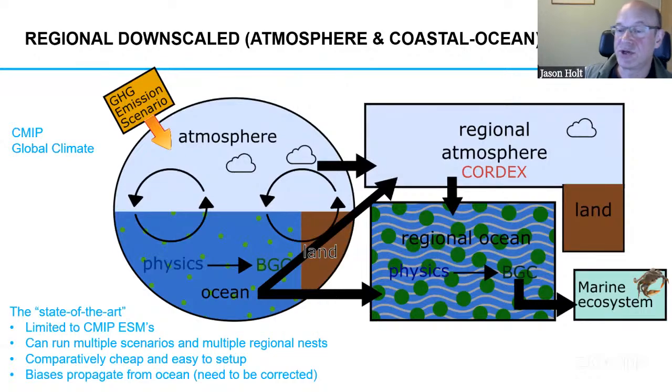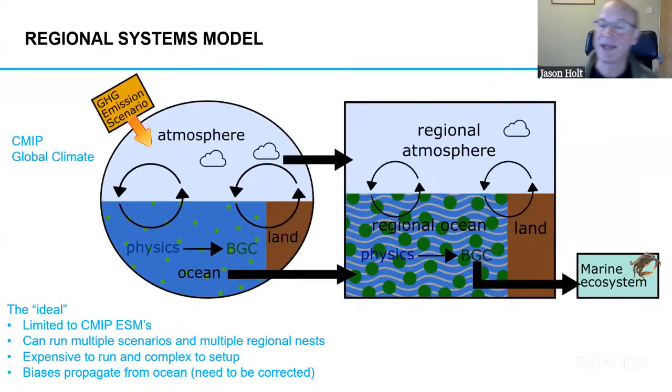Another option is to introduce high resolution atmosphere downscaling, for example from the Cordex project. Or finally, what might be seen as the gold standard is to have coupled regional atmosphere models. So you see there's a whole range of possibilities and approaches that can be taken in this.